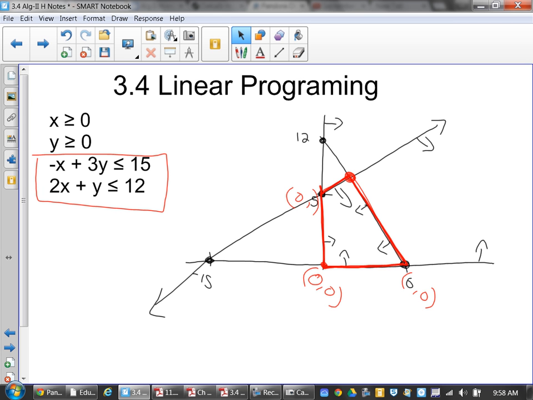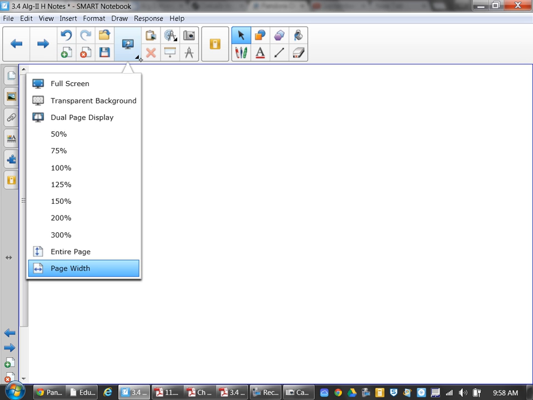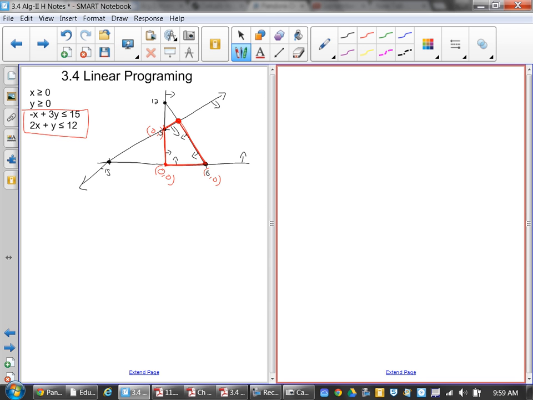In order to figure out where 2 lines intersect, you are going to solve the system of equations. Let me flip this to a double page here. You'll set up negative x plus 3y equals 15 and 2x plus y equals 12. When you solve the system of equations, you can get rid of the less than or equal to or greater than or equal to symbols and just use equals, because it's where they intersect, so you have to get an equal value there.